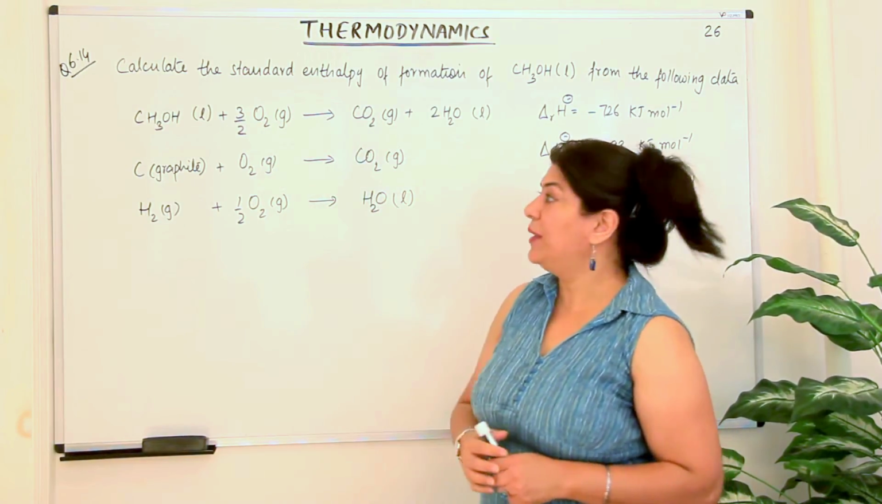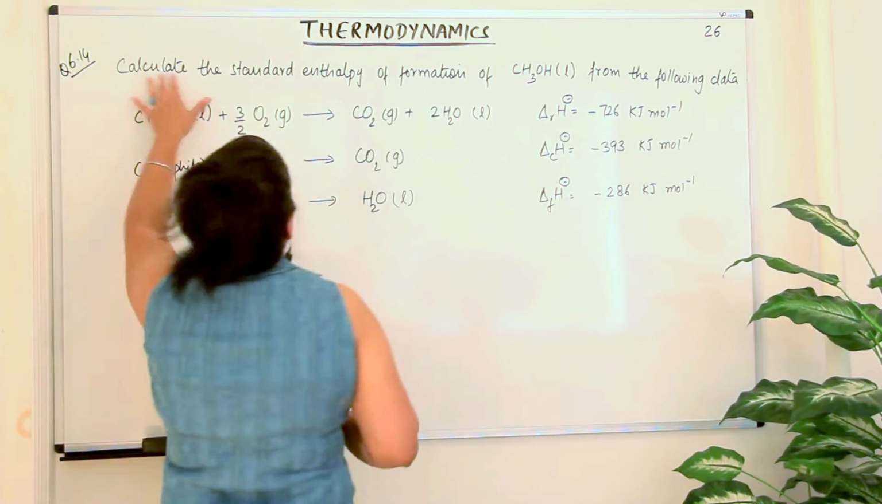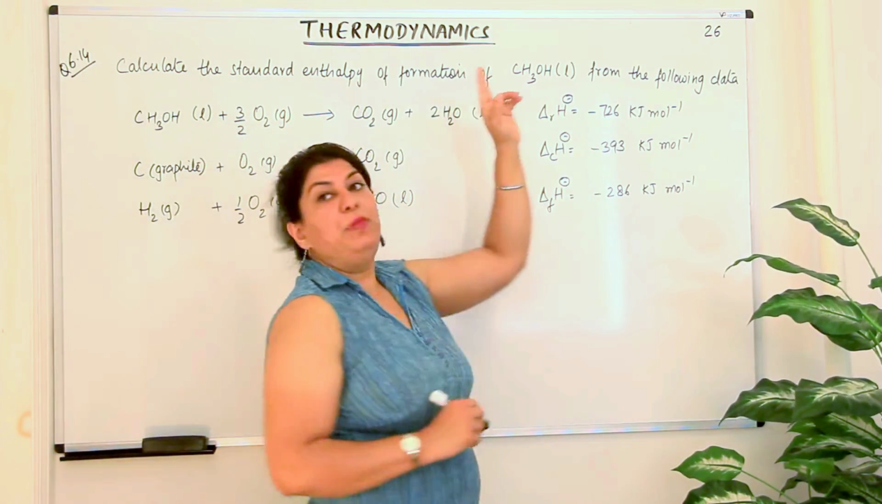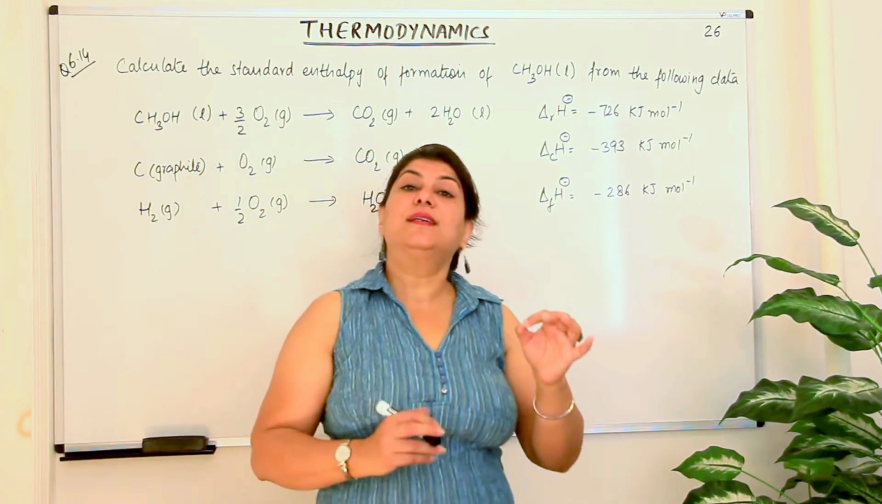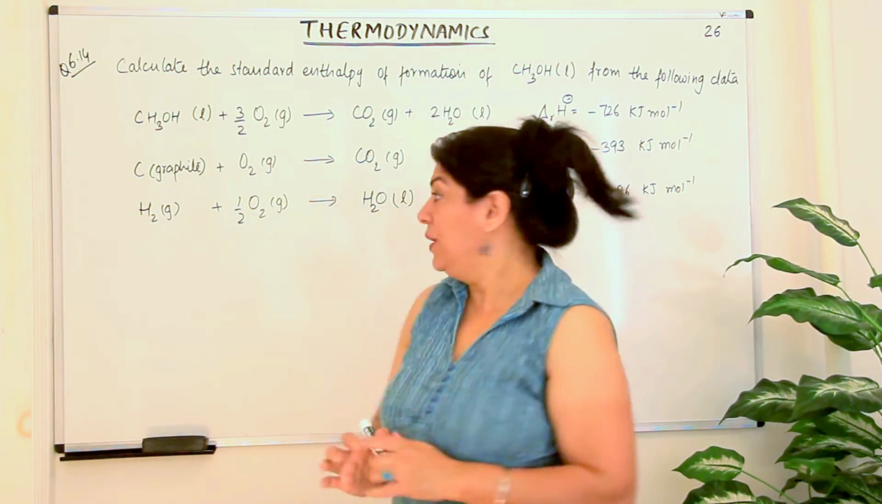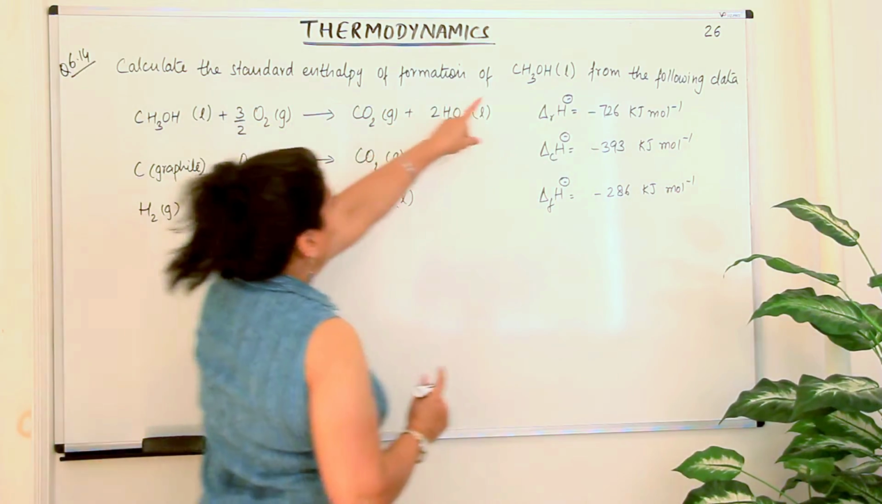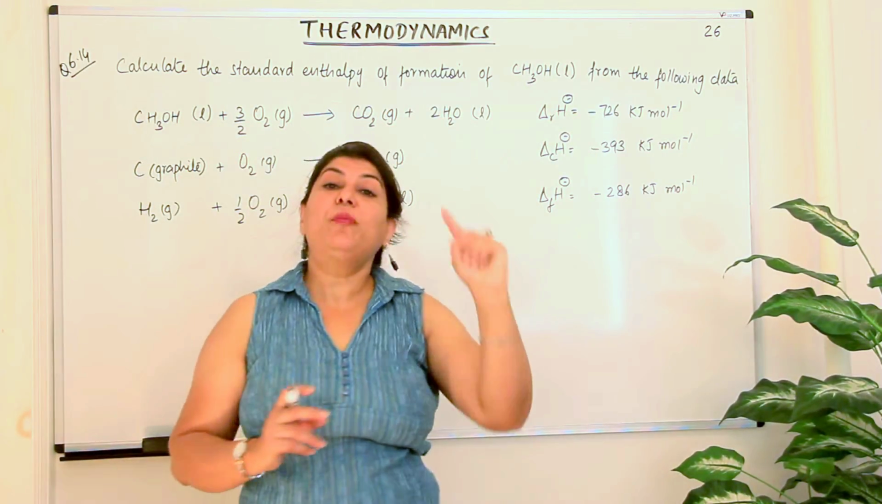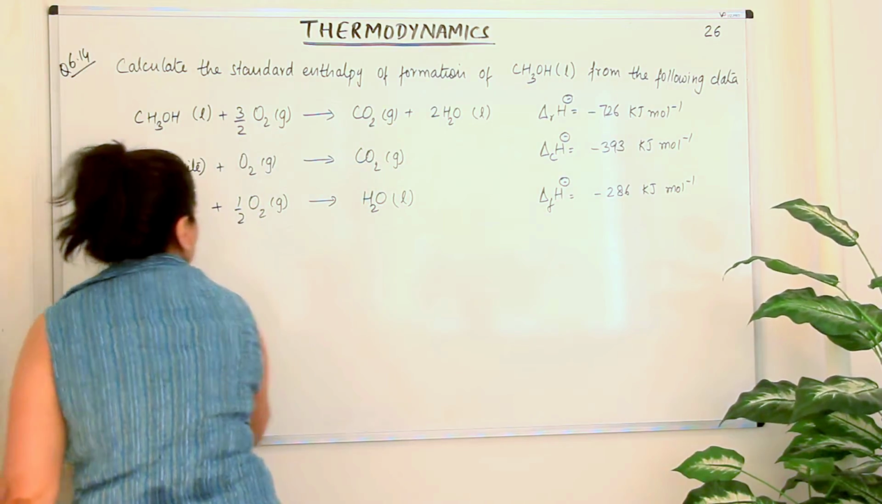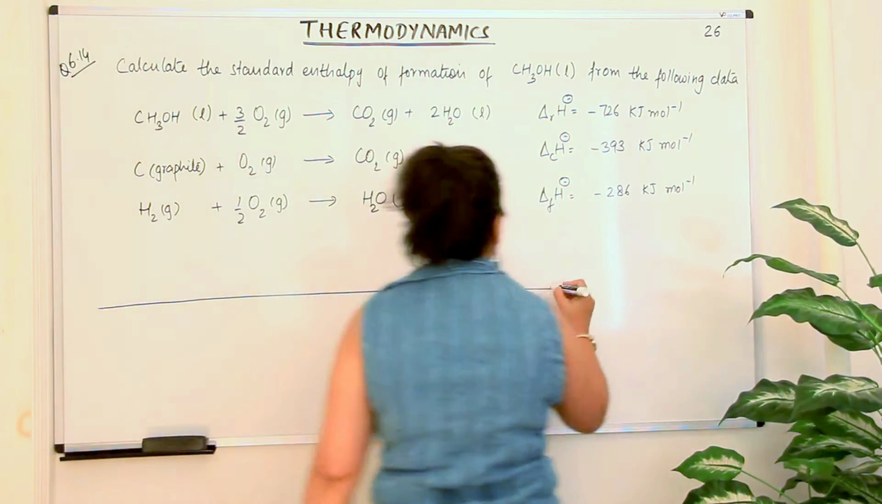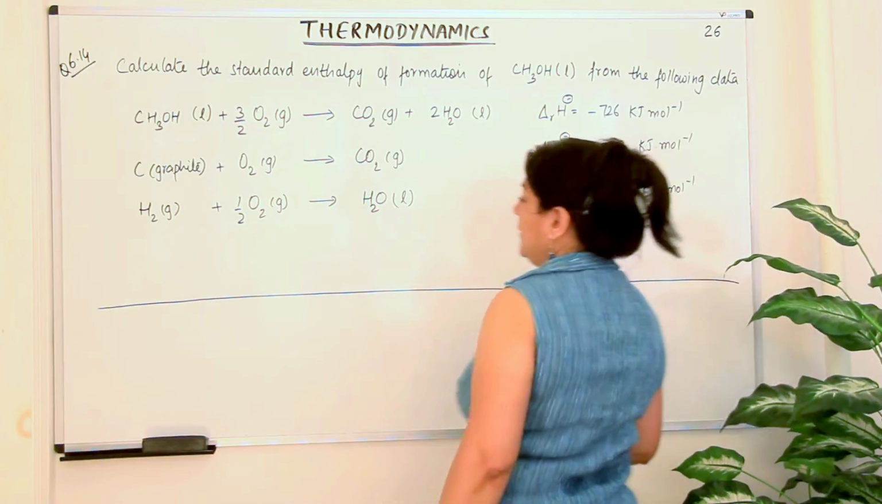Let us now solve the numerical problem. The question is that you have to calculate the enthalpy of formation of methanol. So the first step should be, we should know what is the desired reaction. So the desired reaction is formation of CH3OH, 1 mole, from its constituent elements. And whatever that equation is, it should be the sum total of all of these, because we'll be using Hess's law in the end, right?